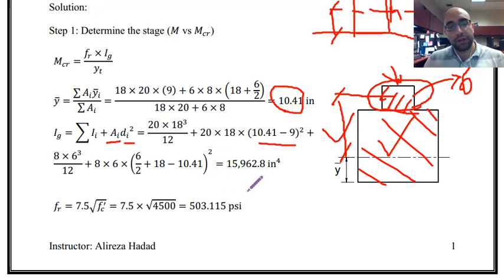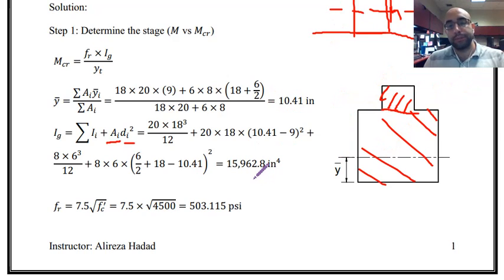So putting that over here, you can see the moment of inertia that we get for the whole shape by adding these terms will be 15,962.8 inch to the power 4.